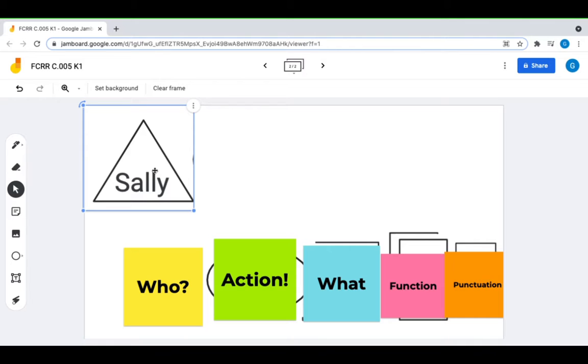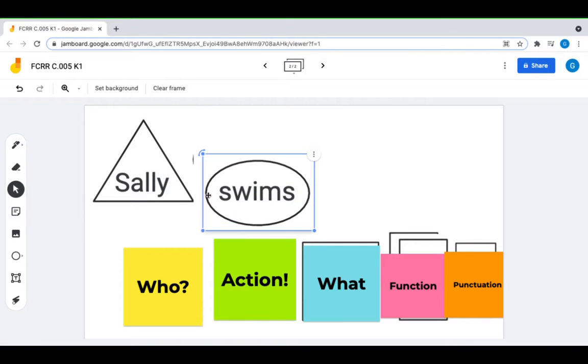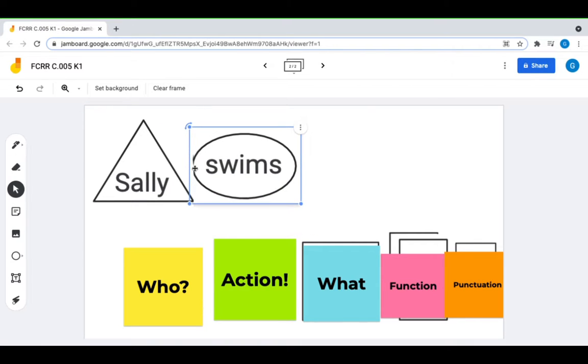We're thinking about Sally. Okay, what about Sally? Do we need to know something about Sally? Do you have questions? We just know that it's Sally. What is Sally doing? Let's pull up the do. Our verb is going to be the do.